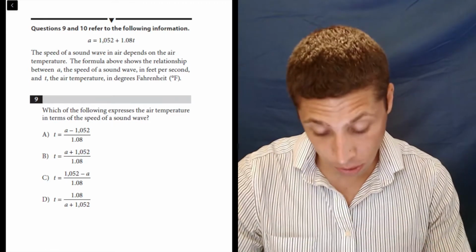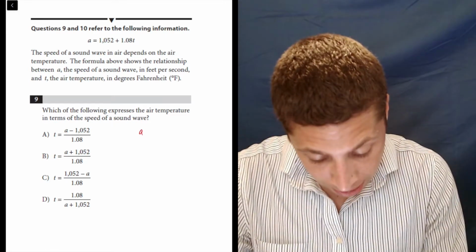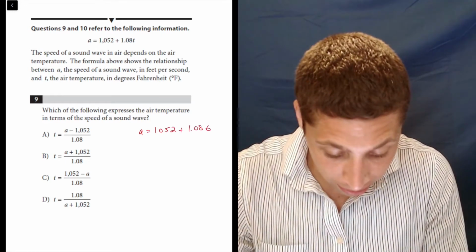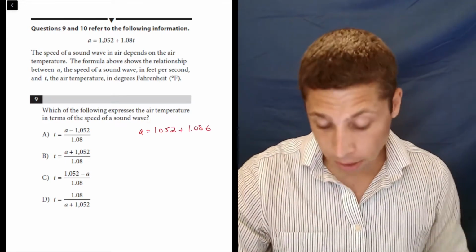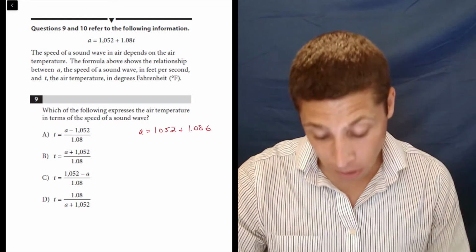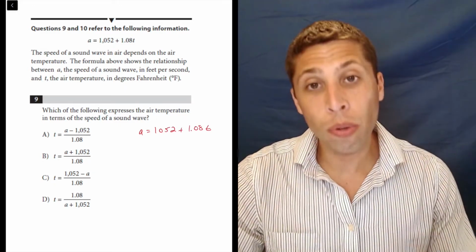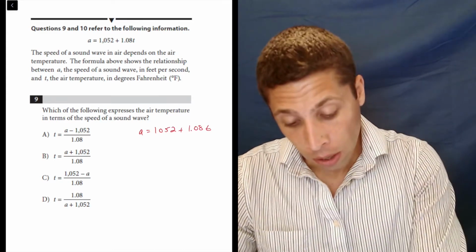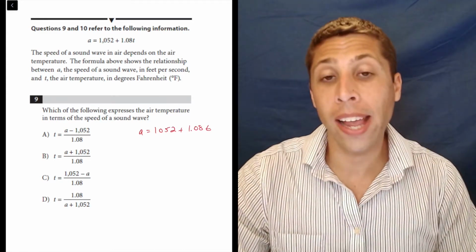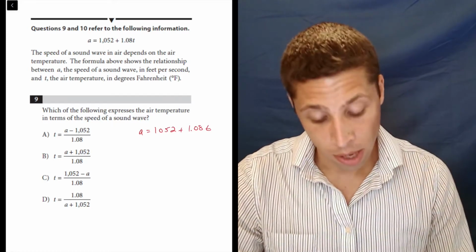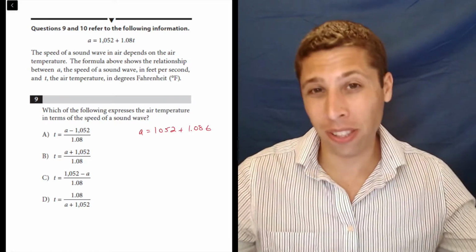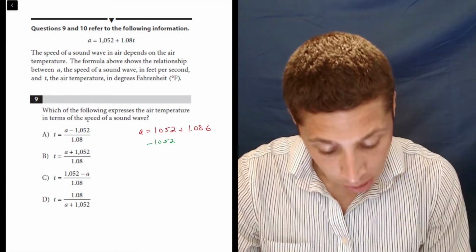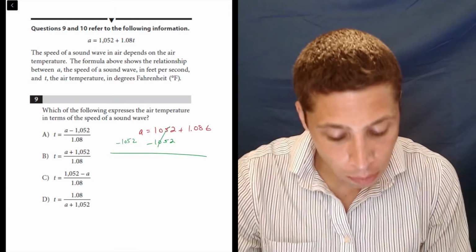So all we have to do is take A equals 1052 plus 1.08t. The story doesn't matter. The choices make it super clear what we have to do. We have to solve for t. So we have to use the order of operations, but we do it in reverse, right? We've got to strip everything away so that t is alone. We work from the outside in, and so the first thing we strip away is the 1052. So that's going to get subtracted from both sides.